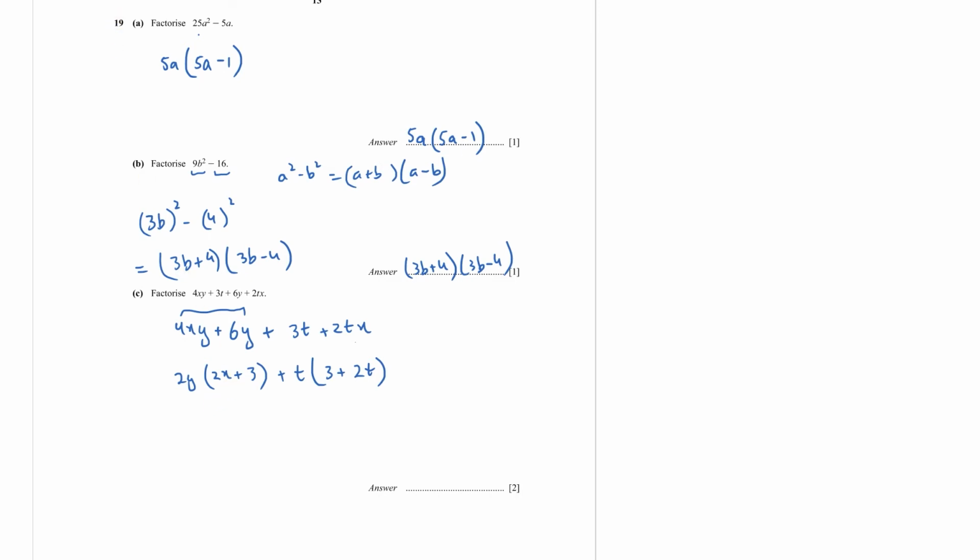Oh, sorry, 3 plus 2x is common. So this is 3 plus 2x, and this is also 3 plus 2x. So I can write it as 3 plus 2x into 2y plus t. So this will be 3 plus 2x into 2y plus t.